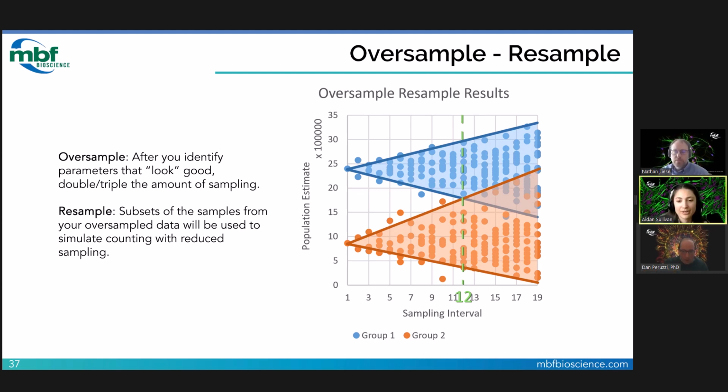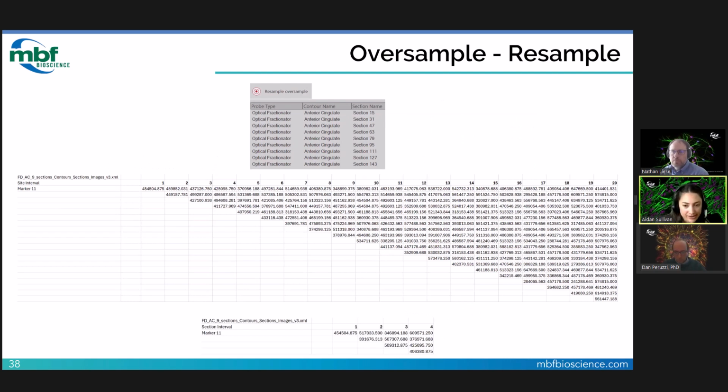Okay, yeah. So here is the Excel exported data from Stereo Investigator for my control animals, oversample, resample, and I have shown the Excel file for the site interval and the section interval. The site interval is up here on the top, and then down here is my section interval data. How do I get this information into a graph that's similar to yours, Dan?